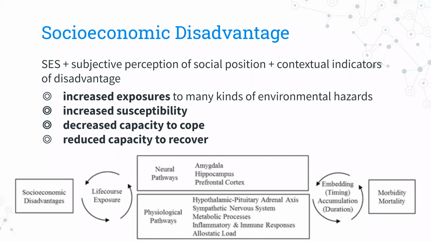So socioeconomic disadvantage is both your socioeconomic status, which is your education, your income, your rank, your occupation, right? But also your subjective perception of your social position. And then also the contextual indicators of disadvantage. The contextual indicators mean, do you live in a neighborhood of concentrated poverty? So are you poor? Plus, you can look around you and see that your entire environment has a lot of hazards and is reflective of a lower rank in society.